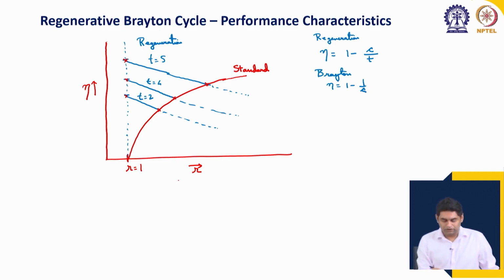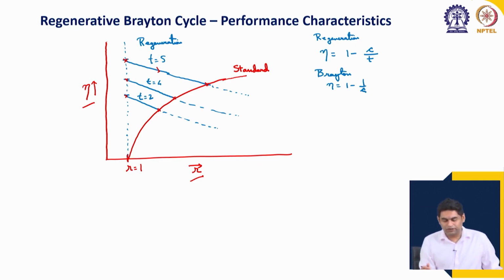Starting with the performance characteristics of the regenerative cycle drawn in the previous class, we had drawn the efficiency versus R. We have seen that for regeneration the characteristics are completely different. With increasing R, the efficiency keeps on decreasing. What is the reason for this? We had discussed that we should think about this.